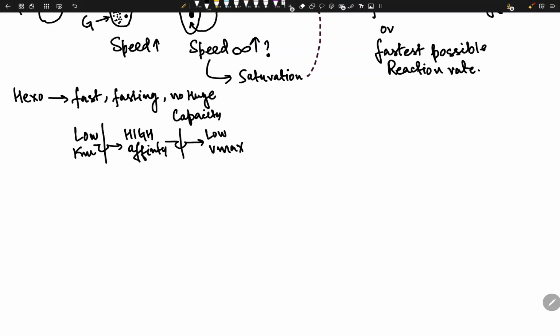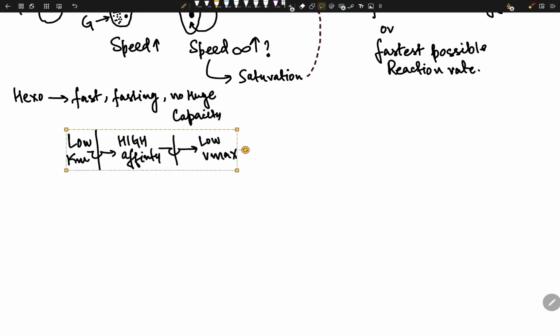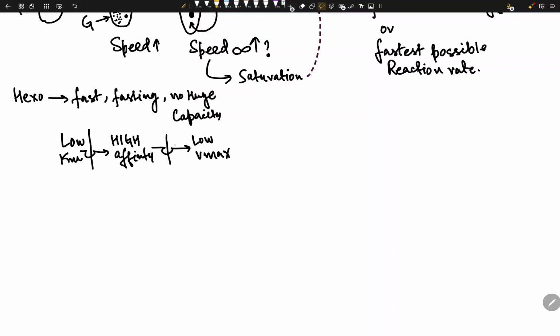Vmax, right? It's going to have a low Vmax. Vmax is just the capacity, right? I mean, if you have higher affinity, you can't have higher capacity, right? It's kind of natural to think about.